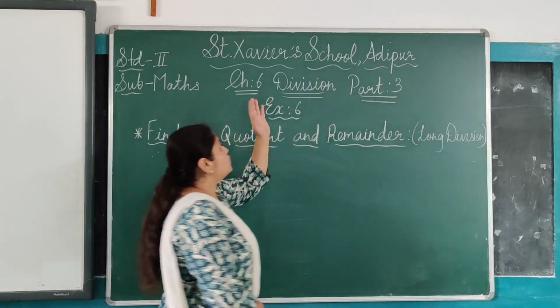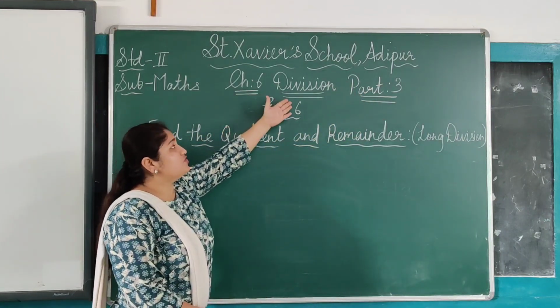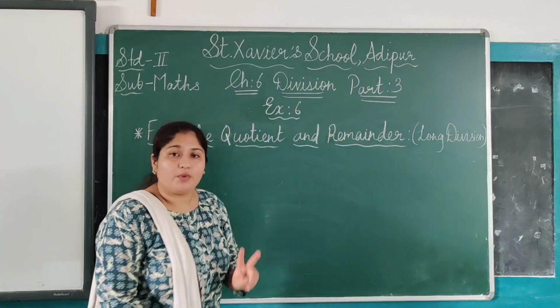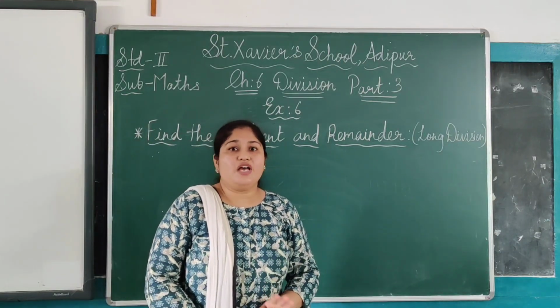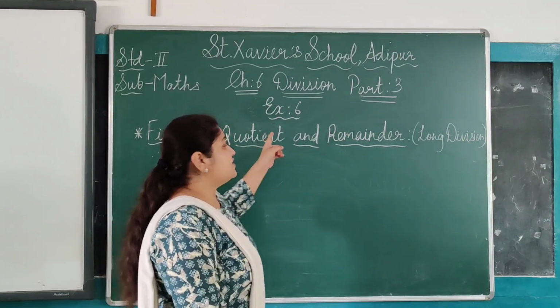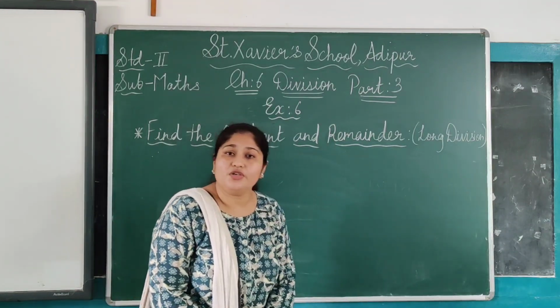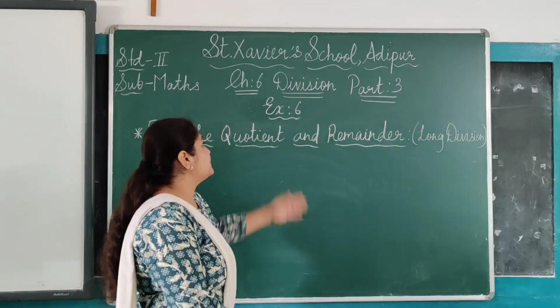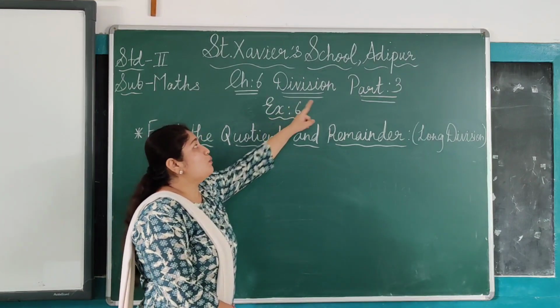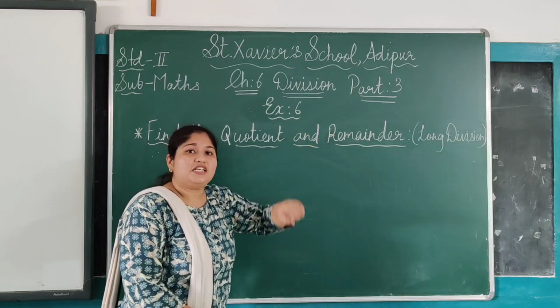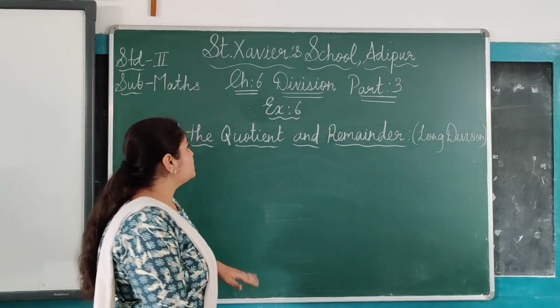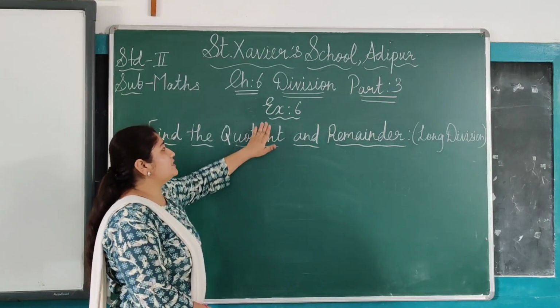Okay, so as you all know, in our chapter 6 division, we have completed 2 parts. Till exercise 5, we have completed our division chapter. Today we are going to start with the new exercise, exercise 6. Part 3 is about exercise 6 and 7. Exercise 8 will be your homework. So now let us start our new exercise.